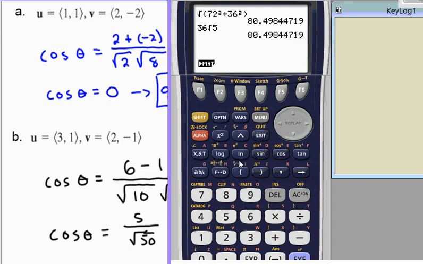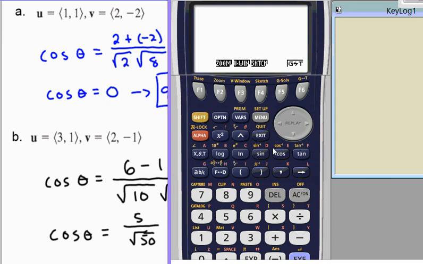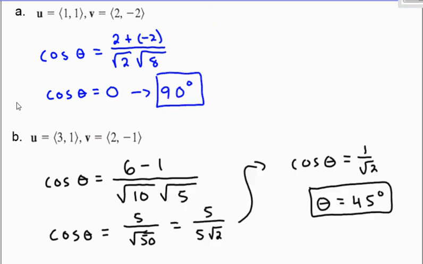So if I did inverse cosine of 1 divided by square root of 2, look what the calculator tells me: 45 degrees. If I did inverse cosine of 0, look at that, 90 degrees. I just showed you on the calculator because if this didn't turn out to be one of our perfect or nice ratios, you'd have to do the inverse cosine.